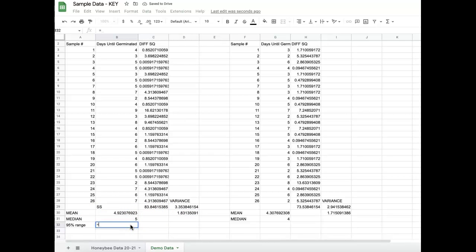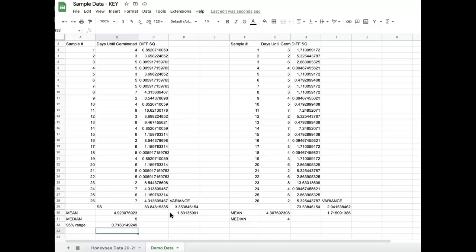Let's try that again. Equal to 2 times our square root divided by the square root of how many numbers we actually have. Now we have 26 samples, so it's going to be 26 to the 0.5. That's how you do a square root. Now what does that number mean? Well, it means that our mean plus or minus that is going to be where 95% of our data is if we're looking at the overall population.